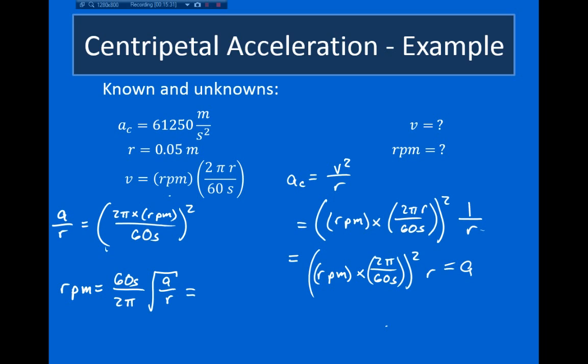So at this point, I know all of these numbers. I know what my acceleration was, I know what the radius is. So if I plug all this into a calculator, I see that this is equal to 10,600 RPMs.